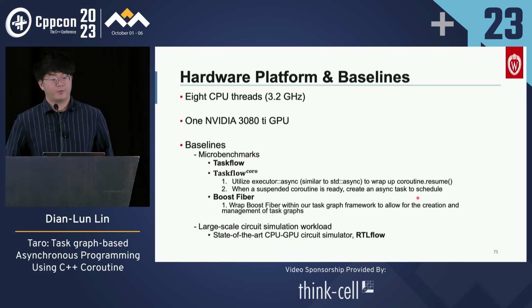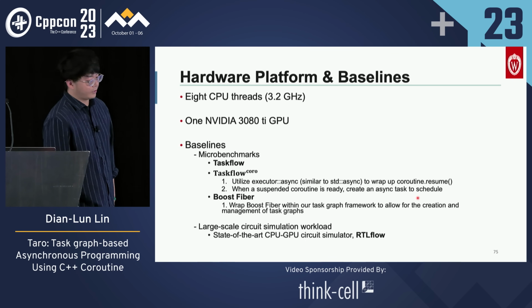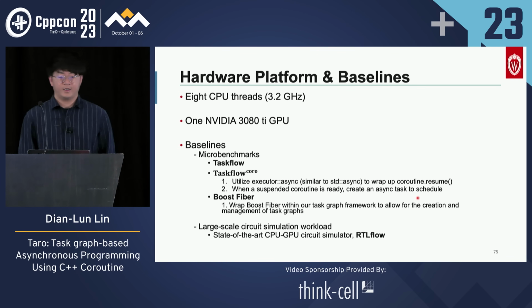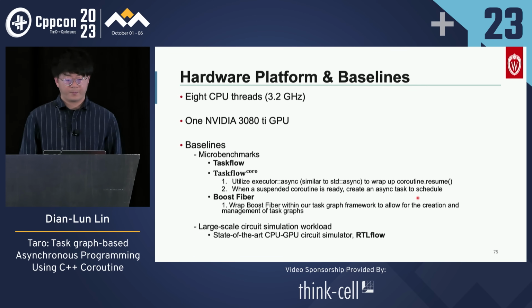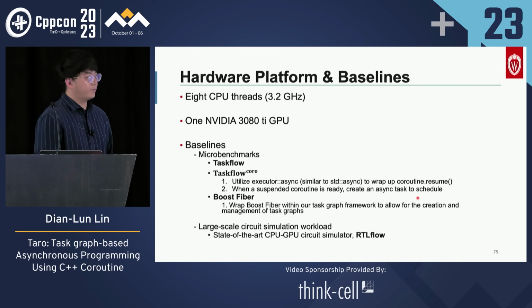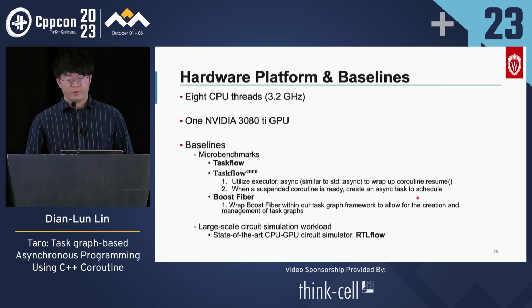So here's how I perform. I have 8 CPU threads, each of 3.2 gigahertz. I also have one NVIDIA 3080 Ti GPU. For baselines, in the micro benchmarks, we have Taskflow, which is a state-of-the-art task graph-based programming system.